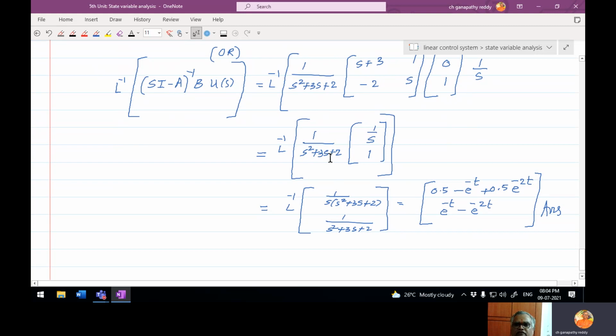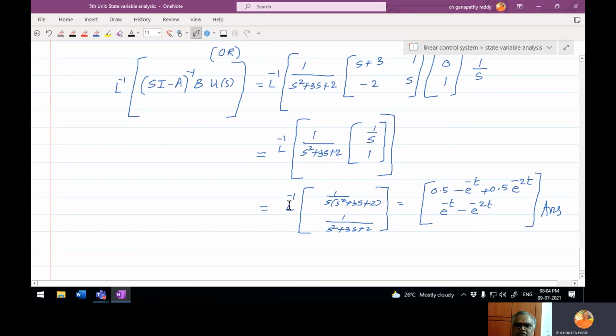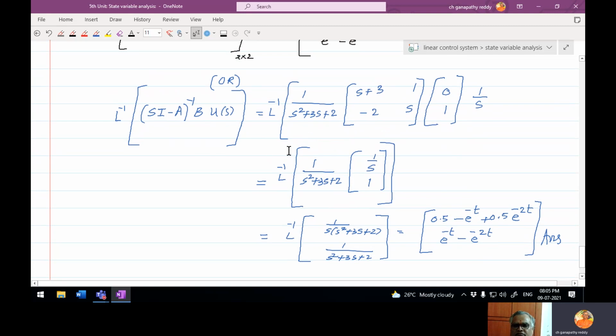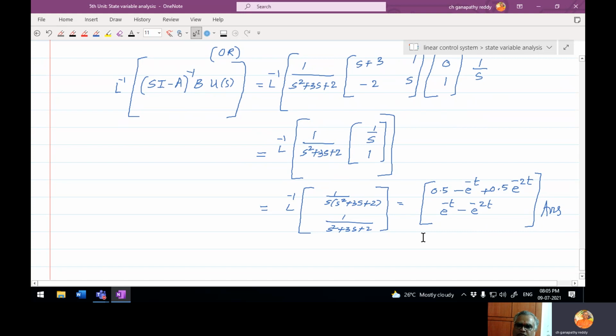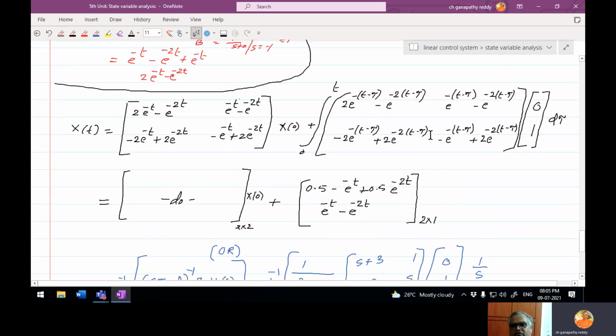So multiply all of them. L inverse of, you get this. Here you multiply this into this, again multiplied with 1 by s. So you will get this. This is nothing but L inverse of 1 by s into (s square plus 3s plus 2), L inverse of this, and you will get the same answer. So here a little bit of time is saved, and it occupies less space also. Be familiar with both the methods.